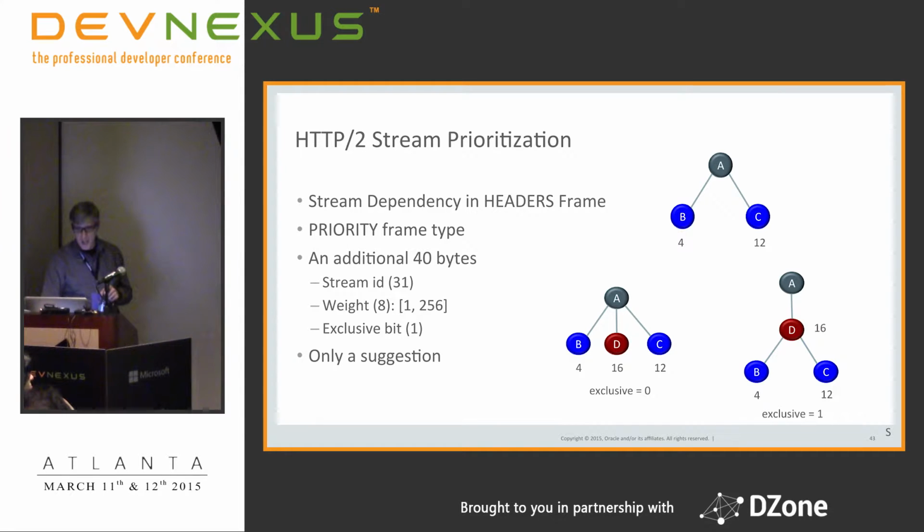Now I mentioned the exclusive flag. That allows for an insertion of a new level of dependency. So if the exclusive flag is set, here we have four streams, A, and then beneath it we have B, D, and C, distributed at the ratios of 4 and 16 and 12. And there's no exclusive bit set. But if stream D does have its exclusive bit set, then that means that it has the exclusive dependency on A, and B and C are now moved down below. So if A is blocked, then focus on D. If D is blocked, then focus on B or C at the ratio specified there.